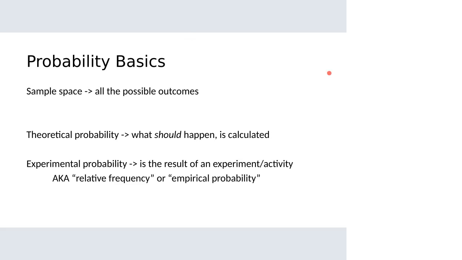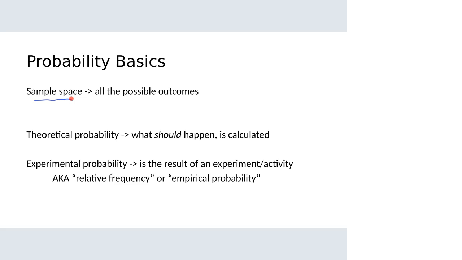First, just some basics about probability in general. We're going to have some terminology definitions today that'll be important for us. And one of those is the sample space. The sample space for any event is all of the possible outcomes, everything that could possibly happen.